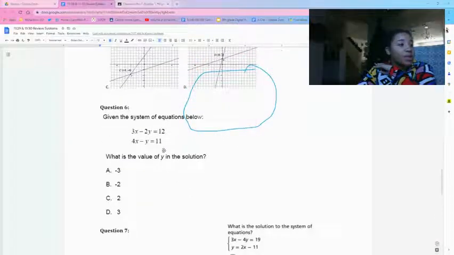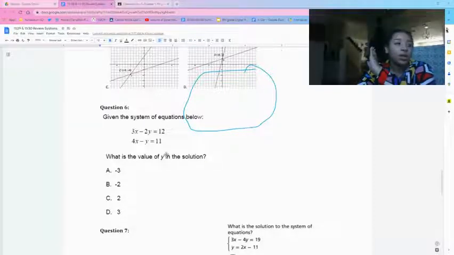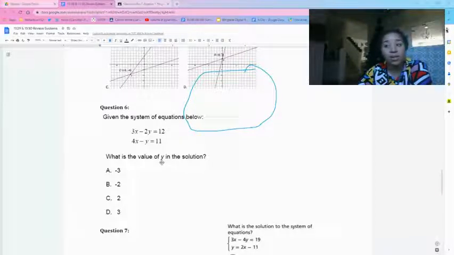Now, given the system of equations, what is the value of y? Okay, so there's 2 ways to solve this. You can either A, put this in y equals, or B, do elimination. Okay, so what I'm going to do is I'm going to do elimination because that's just my preference. And I'm going to multiply everything by -2.